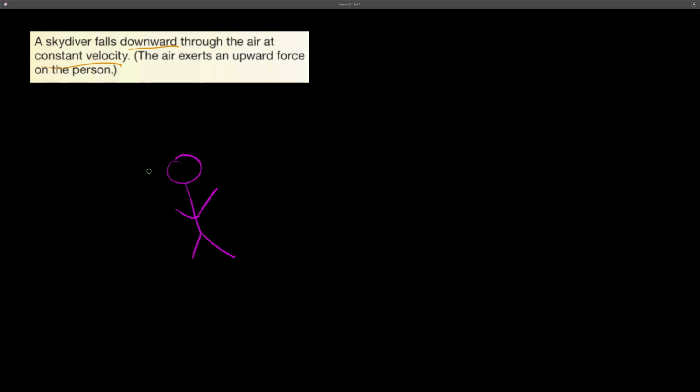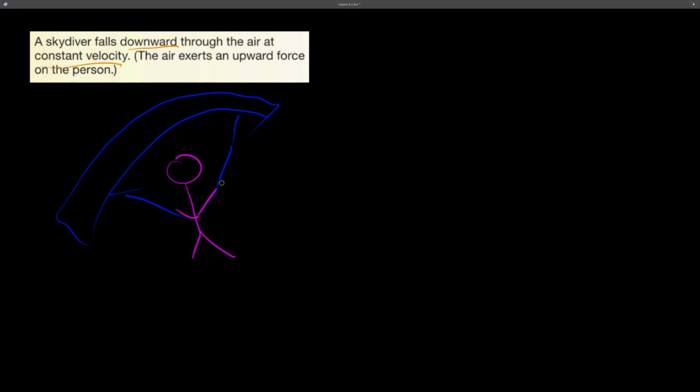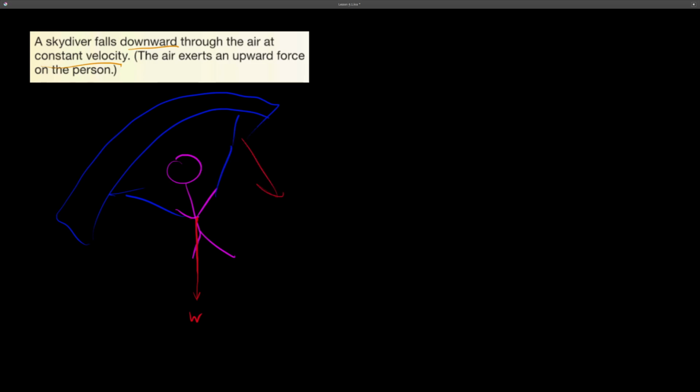So there's like a parachute, right? It's somewhere on him, and he's falling downwards through the air. So what are the forces acting on the subject? So obviously there's gravity, or weight, of him. So we can say there's a weight downwards. And there's also a drag force. Now, the drag force is the force that is pushing upwards, right?